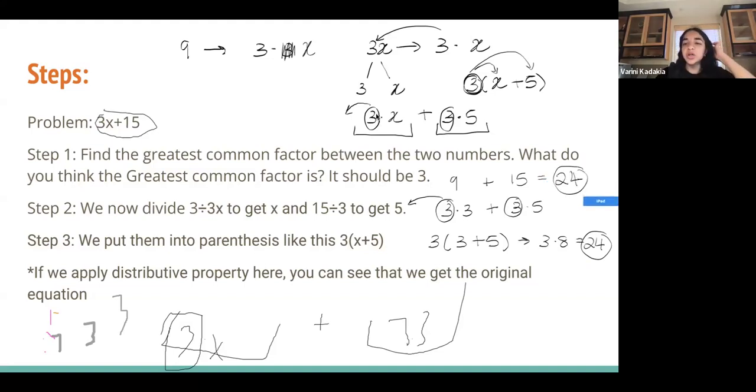So basically what I'm trying to say is that when you factor this 3 out, when you do 3 times 3 plus 5, you still get the same answer as if you were just to evaluate the original expression. It's just that in this case with x, we don't know what x is, so we can't add 3x plus 15 to give us a number. Instead, we can factor it out so that we get an easier expression to deal with. Does that make sense?